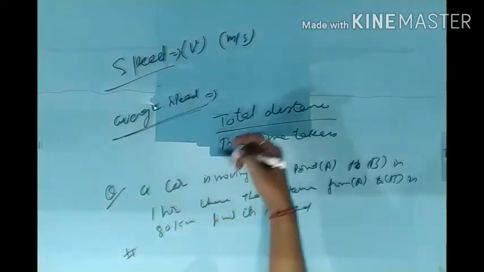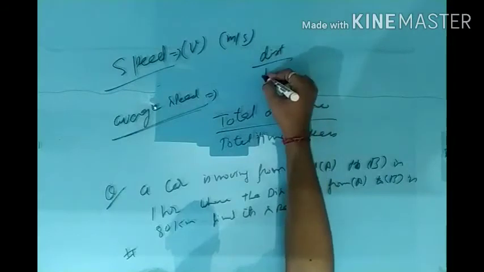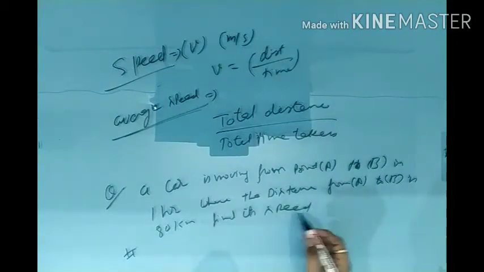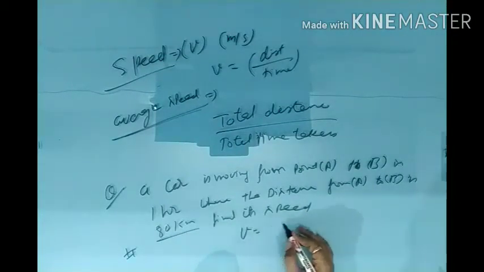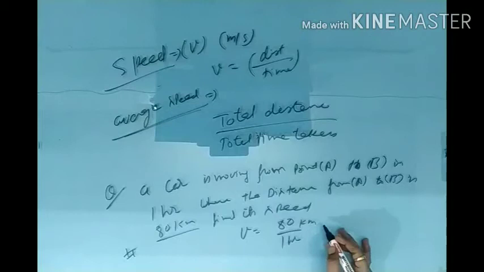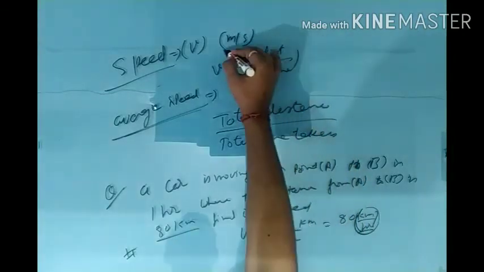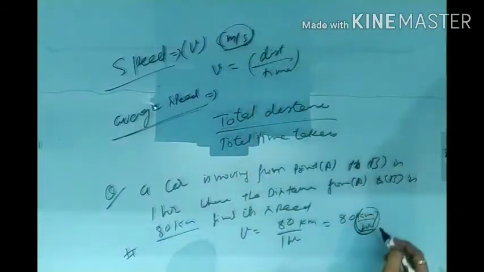As we know, in case of speed it is distance divided by time. So here distance is 80 kilometer and time is 1 hour. Now its speed is 80 kilometer per hour. These are also units of speed. So suppose we have to convert kilometer per hour into meter per second or meter per second into kilometer per hour. Then we need a relation between kilometer per hour and meter per second.